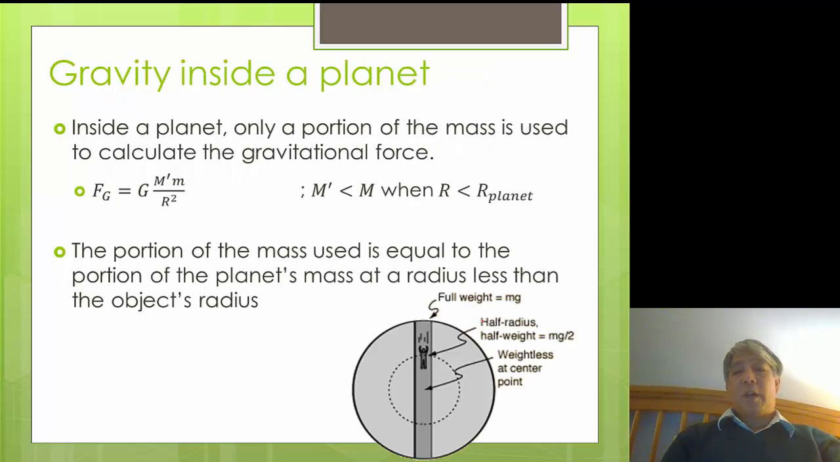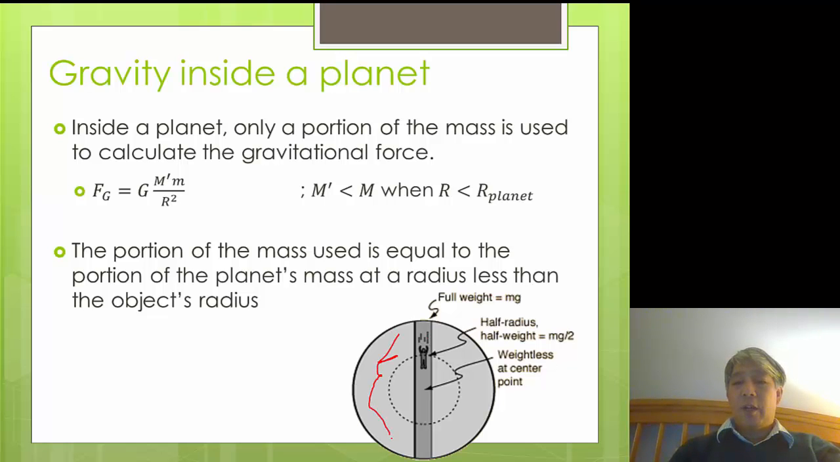The last thing I want to finish up on is gravity inside a planet. Inside a planet, only a portion of the mass is used to calculate the gravitational force. It's the portion of the mass that is at a radius less than the object's location. All of the stuff outside the radius, this donut portion, all of this mass doesn't count, because it actually cancels out.